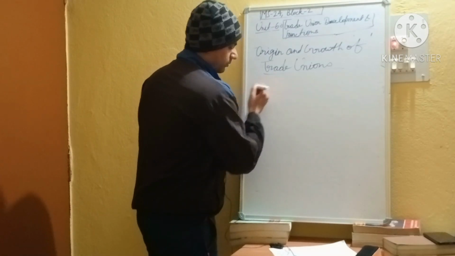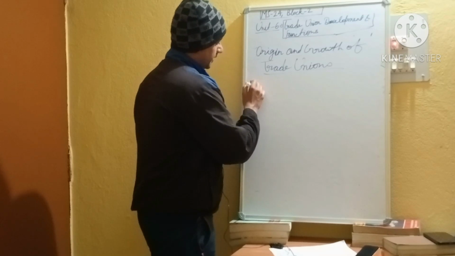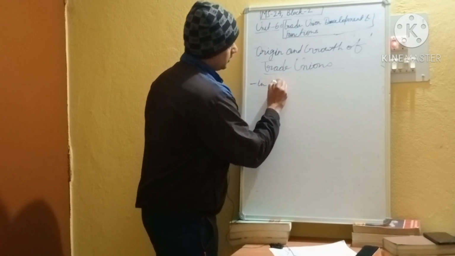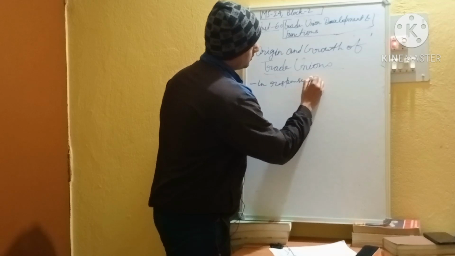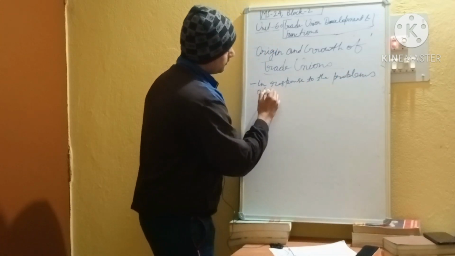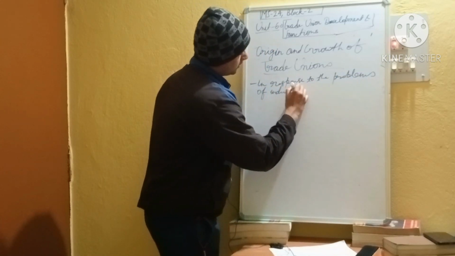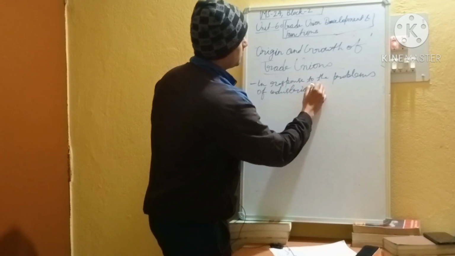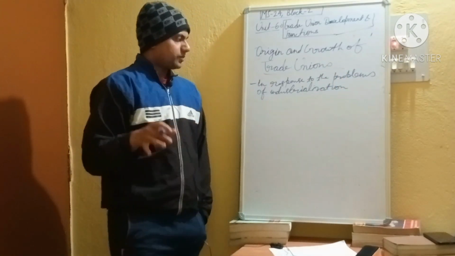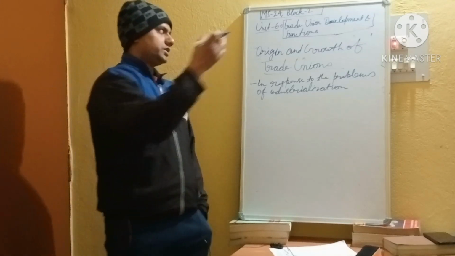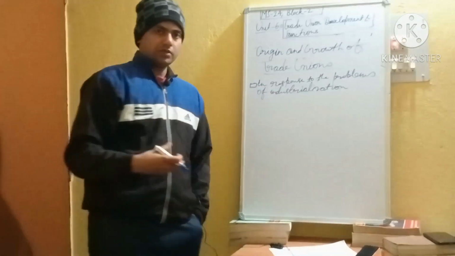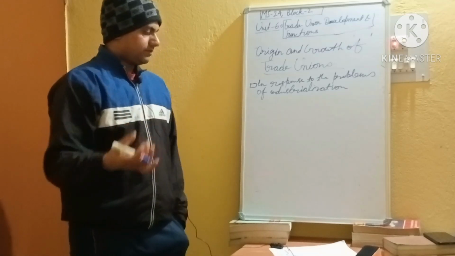Now here, point by point, I can say, first, in response to the problems of industrialization, so that we can say that it is one of the major reasons. So in response to the problems of industrialization, the trade unions came into existence. This is the general reason for the origin of trade unions.